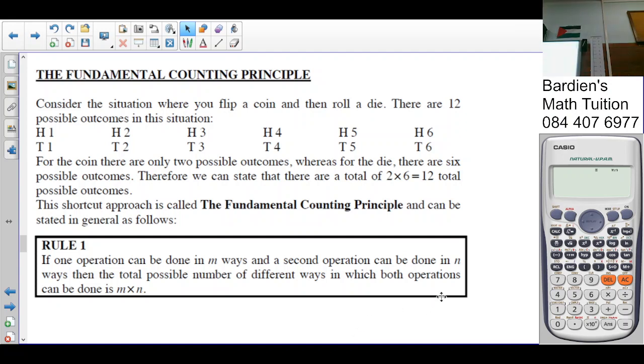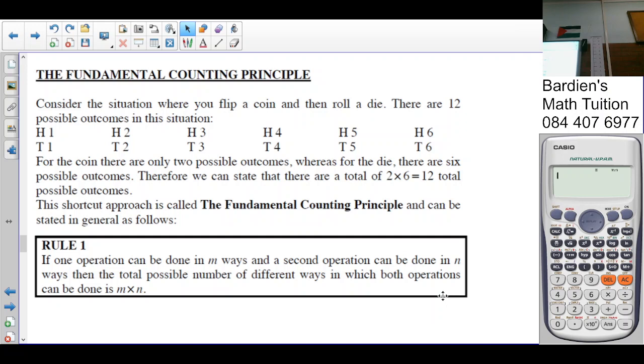Alright, so here we are told the fundamental counting principle. Consider the situation where you flip a coin and then roll a die. You guys know what a die is, no? Yes, dice. We call it dice, but one die. Many dice. There are 12 possible outcomes in this situation.